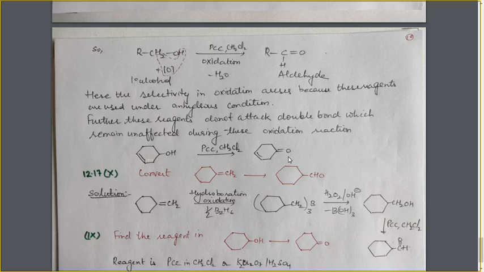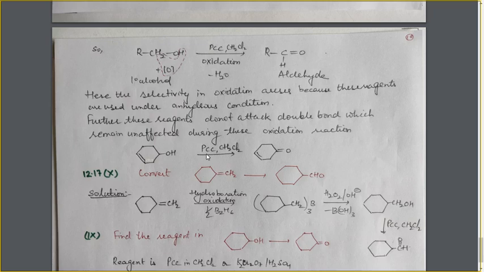Further oxidation is also not easily possible in the case of ketones, and these reagents are also mild. They cannot further oxidize the ketone into a carboxylic acid. That's why we can use PCC, PDC or Collins reagent for the conversion of 1-degree alcohol and 2-degree alcohol into aldehydes and ketones respectively.